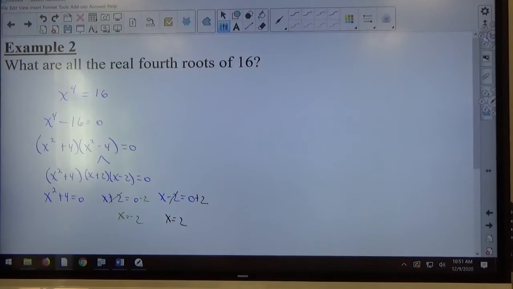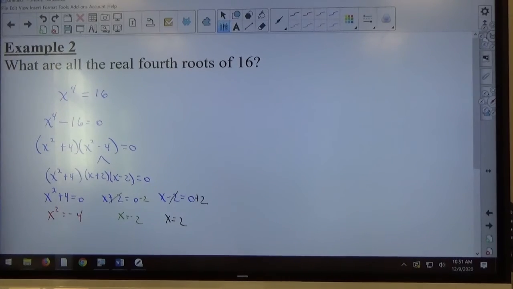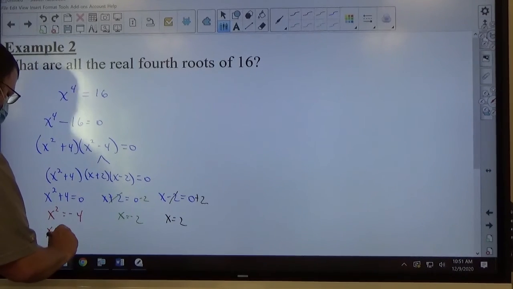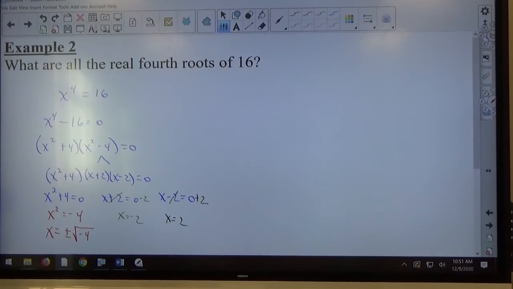For this one here, x squared plus 4 equals 0. All I could do if I tried to solve it is say x squared equals negative 4, right? So x equals plus or minus the square root of negative 4. When you take the square root, you've got to put the plus or minus there. But again, that's not real. This says the real fourth roots. That's 2i and negative 2i, so that's no good. So then the answers here are 2 and negative 2.